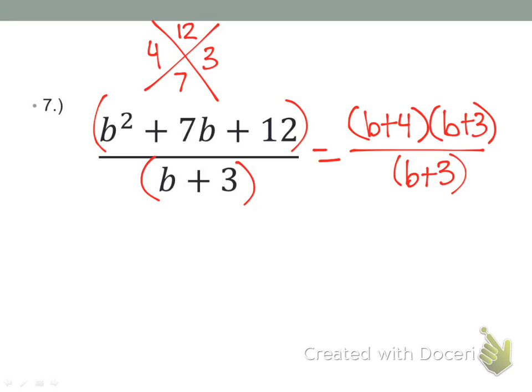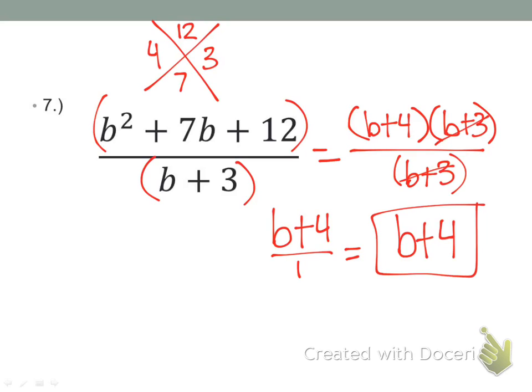So what happens? The b plus 3's cancel out. Those parentheses match perfectly top and bottom. So what are we left with? B plus 4 over 1, which over 1 you don't really have to write. You could just put b plus 4. If you have your parentheses around it still, that's fine. You don't have to have them.